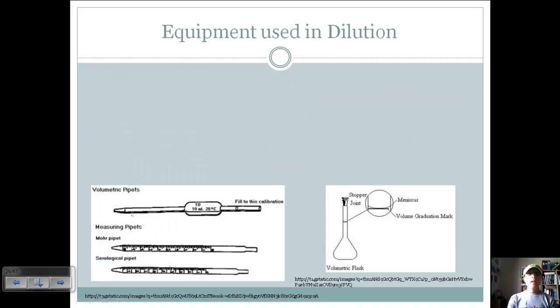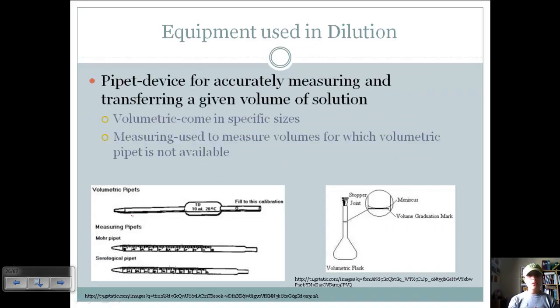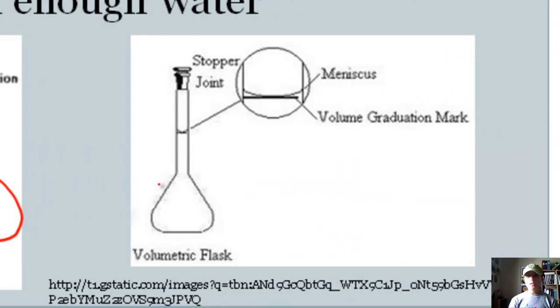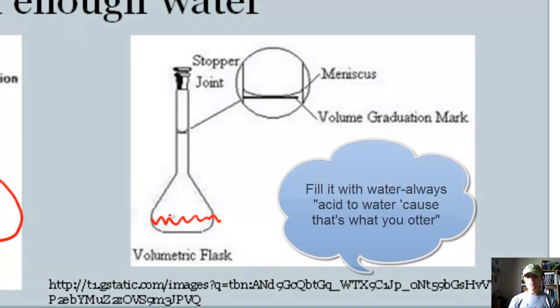A few pieces of equipment are usually used in dilution. First is a pipette. It accurately measures a given volume, usually small amounts. You can have volumetric, which if you fill it, it's a very certain volume. Or you can have measuring ones, which you can use a pipette bulb on the front here to get whatever measurement you want. We can also use volumetric flasks. So here, you would figure out how many liters you needed of your solution. You would add your amount of acid, and then you would fill it to this specific volume so that you would have your molarity.